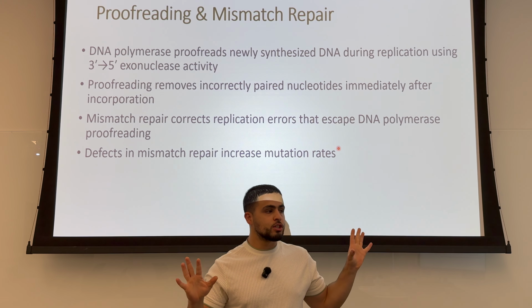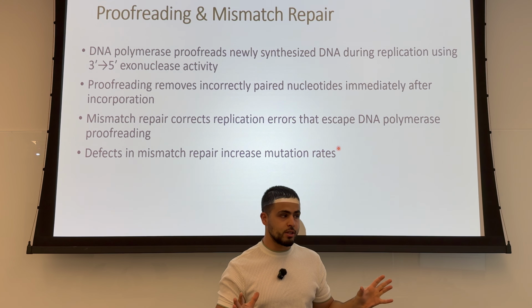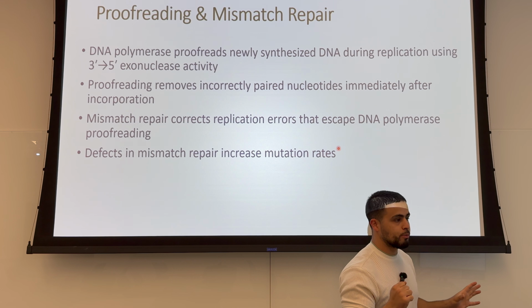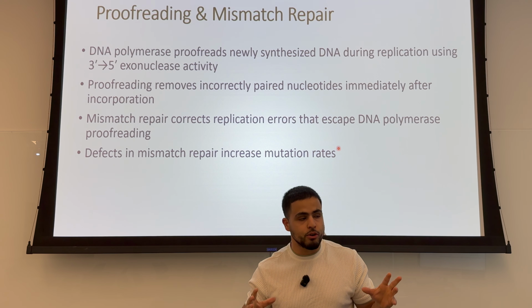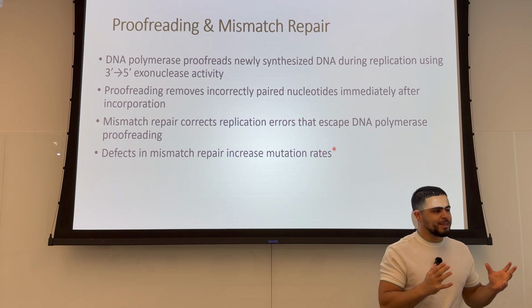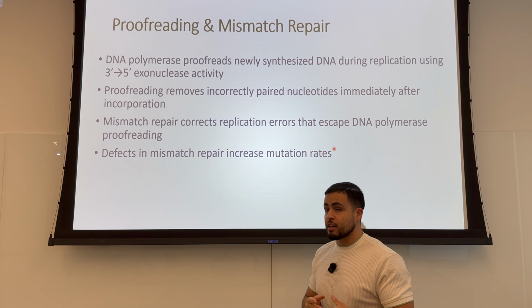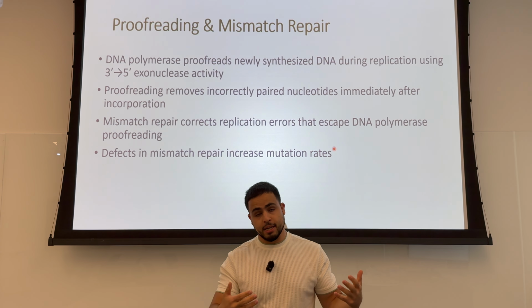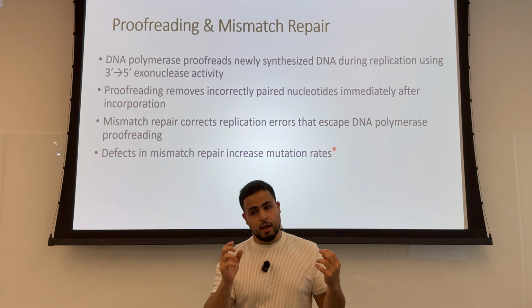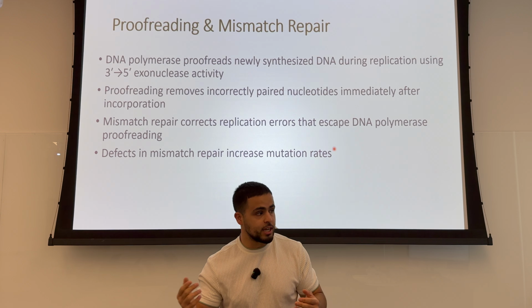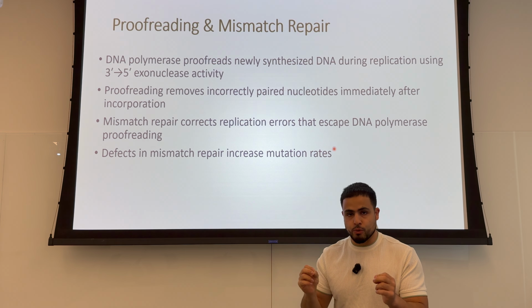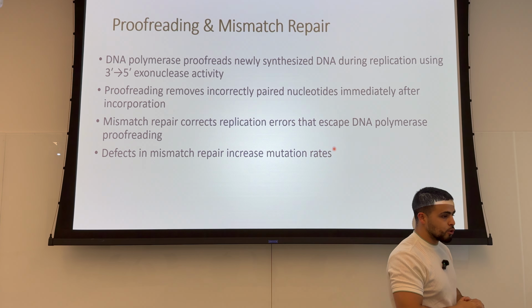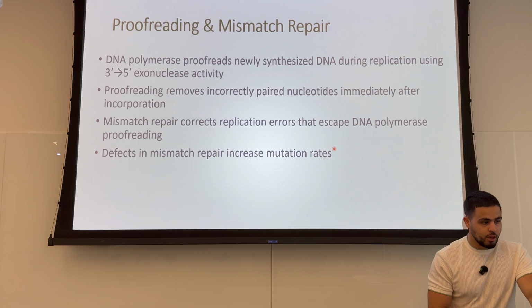But even if certain mistakes, certain failures within the system escape DNA polymerase's proofreading abilities, there is this other group of enzymes and proteins called mismatch repair enzymes and proteins that can go and correct the mistakes, the incorrectly placed nucleotides after replication has occurred. All right, and if you have some defects in those mismatch repair enzymes and proteins, you can increase the rate of mutations that can occur, and that makes sense.